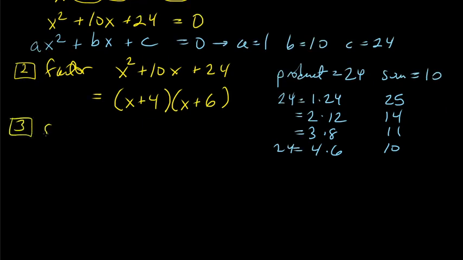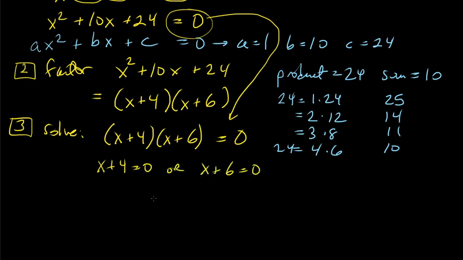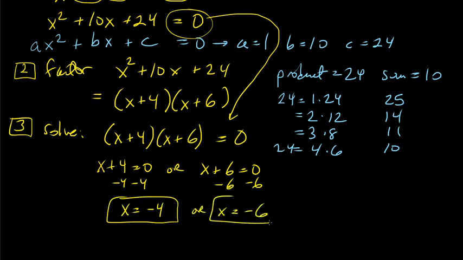And last step. We want to solve the equation. It's already factored. And now just set it equal to 0. To do that, you set the x plus 4 equal to 0 and the x plus 6 equal to 0. So take away 4, take away 6. We get our usual two solutions: x equals negative 4, or x equals negative 6.